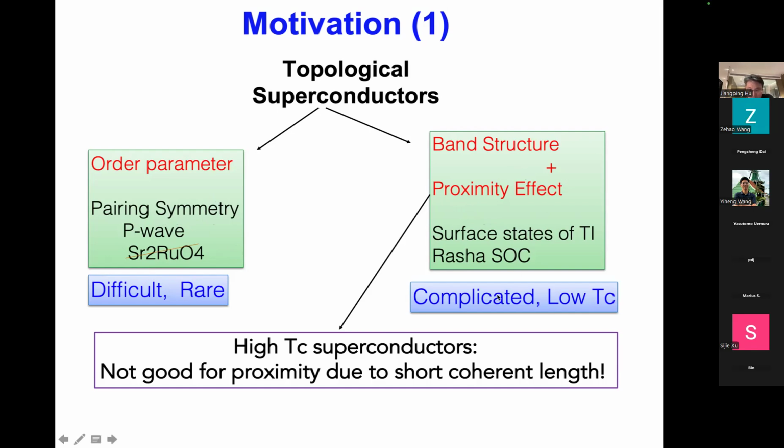The second one is an approach which is complicated and typically also uses low-temperature superconductors. But then there's another question which you will always raise: whether we can use a high-temperature superconductor to make these topological superconductors. But high-temperature superconductors always have a short coherence length, so they are not good for the proximity effect.